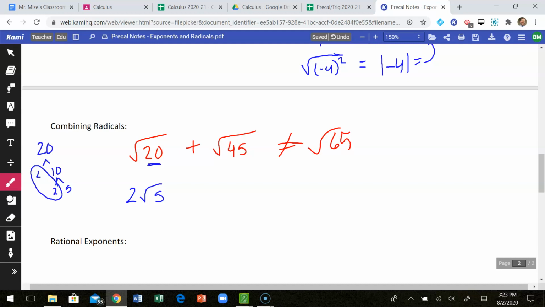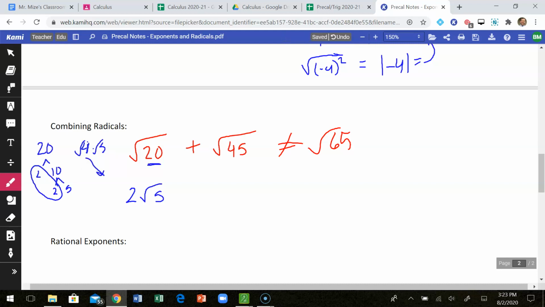Another is to just think of the number and say, well, I know that there is a perfect square that's a factor of that, right? I know that 20 is 4 times 5, and 4 is a perfect square, so I can think of this as the square root of 4 times the square root of 5, and the square root of 4 becomes that 2 on the outside.